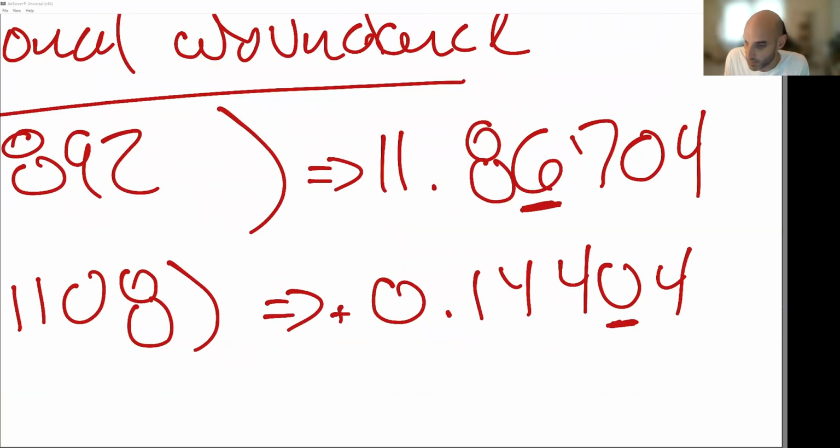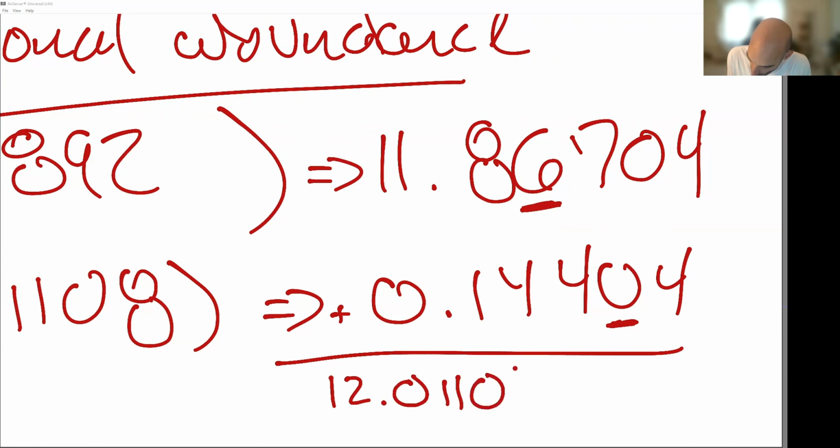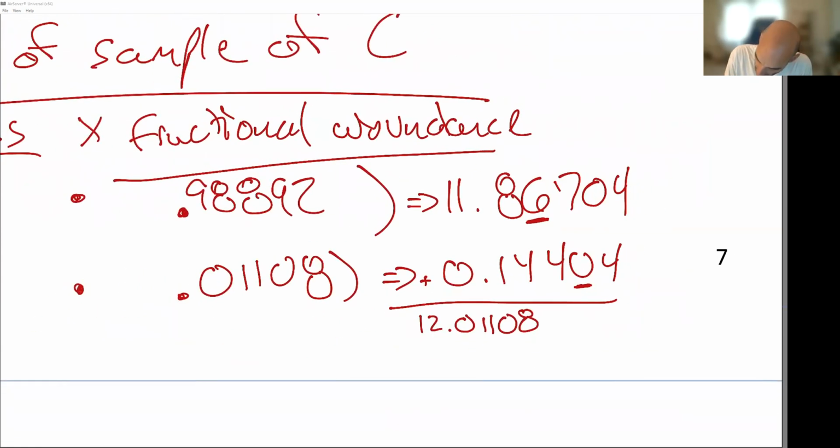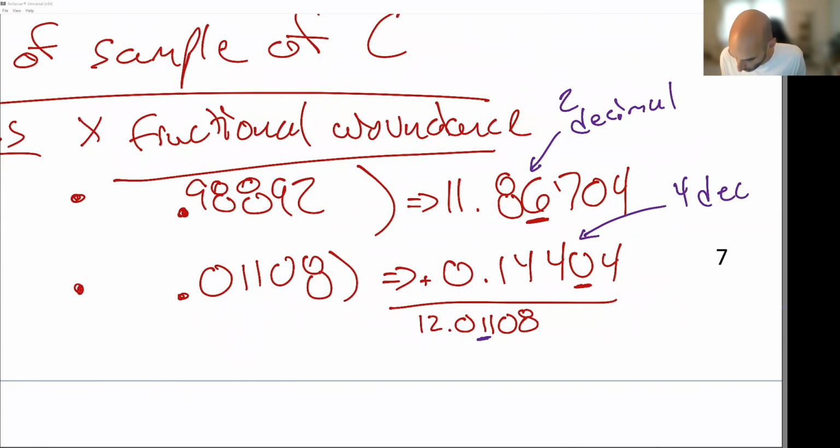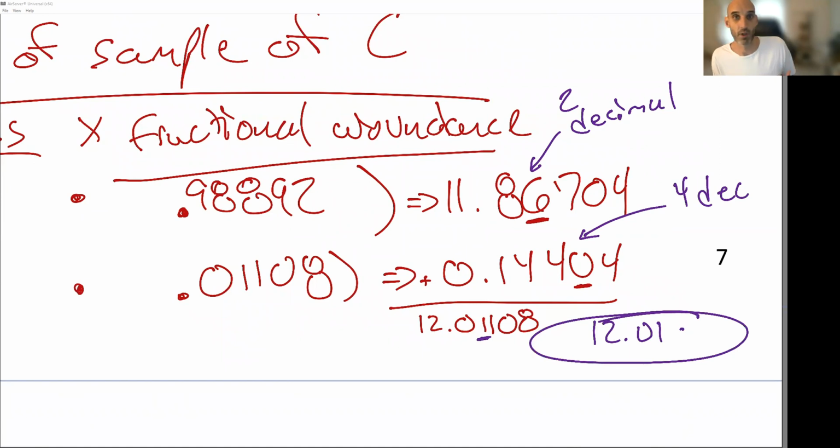So when I add these two values together, 11.86704 plus 0.14404, I end up with a value of 12.01108. But of course, we're adding. I have 2 decimals in one and 4 decimals in the other, so we need to round to 2 decimals. 12.01 should be our answer. So that's it. 12.01 is my atomic mass for a sample of carbon.